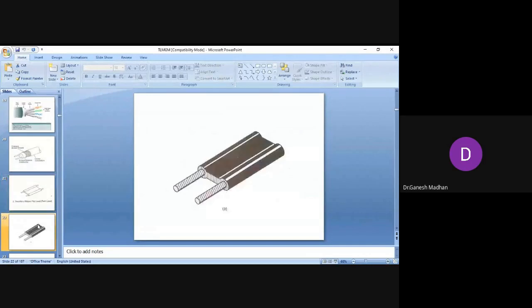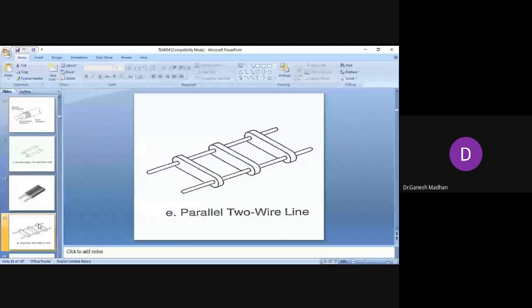A more detailed diagram of that. This is another parallel two-wire line. So these wires are used for wireless communications, for connecting your transmitter to the antenna. Mainly you can see such cables in All India Radio antennas, and antennas which are used for communications in the airport, right, and such applications you have.